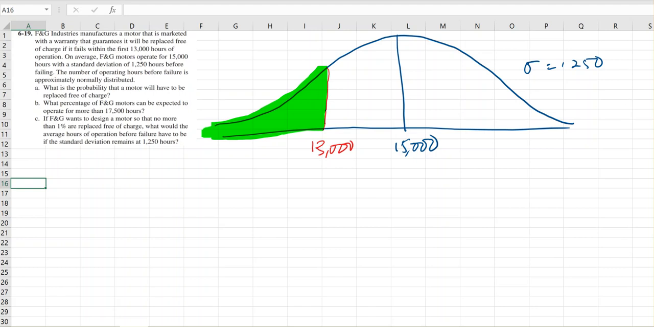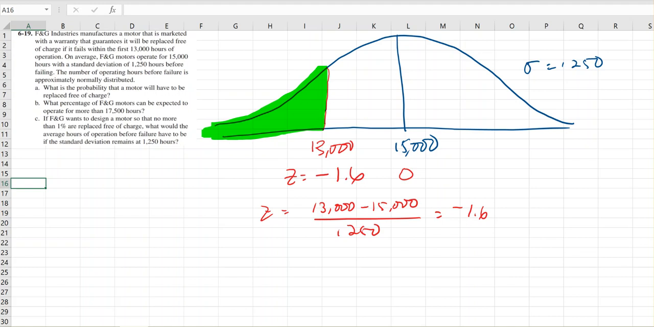So what I do is I standardize this. So the standard normal curve will mean that the mean is 0 and Z is something which we have to find out. Okay. So Z equals 13,000 minus 15,000 over 1250. And that works out to minus 1.6 standard deviations, right? So I'll replace this here with minus 1.6. So I know that now. So we're going to do this both with the standard normal curve and also with Excel.